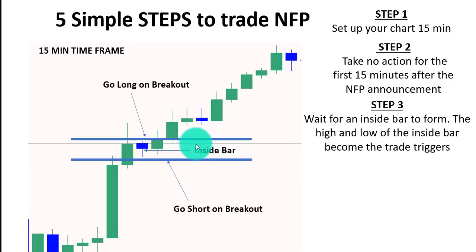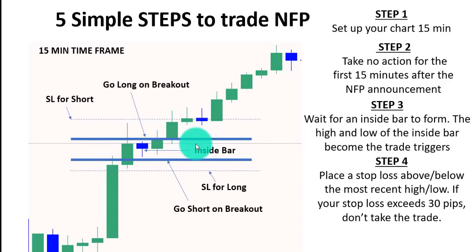Okay, so what next? Step 4, you place your stop above or below the most recent high or low. So now we're in a trade, so you need to put your stop loss. So you look for this previous bar here, so you put your stop loss below that bar if you are long. If you are short, you put your stop loss just above the bar. Remember, if you see your expected stop loss is more than 30 pips, then you should not take that trade.